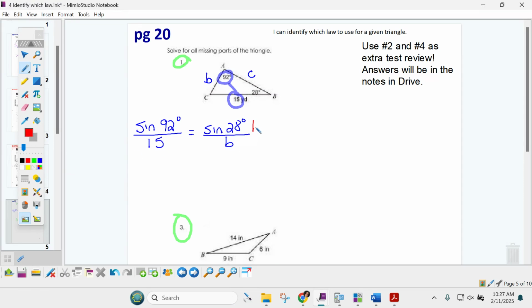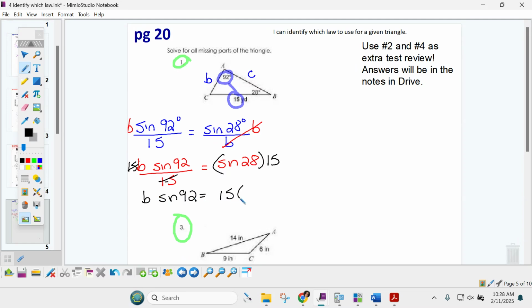I'm going to multiply by the denominator because I don't want the variable in the denominator. Multiply both sides by 15 to eliminate this denominator. Divide again by sine of 92. And into the calculator we go.